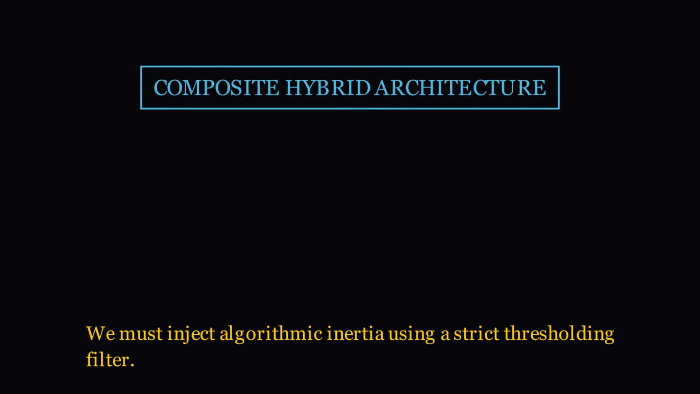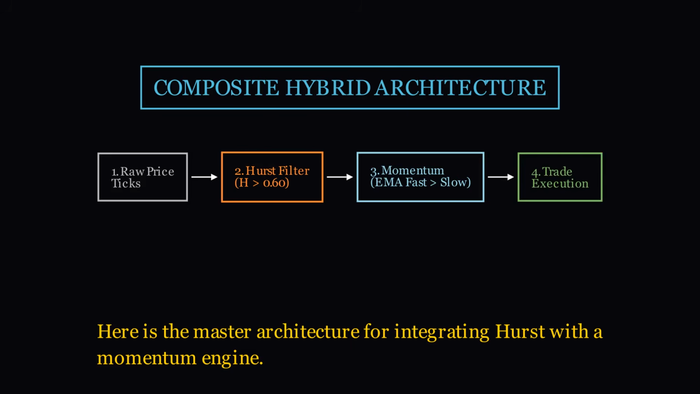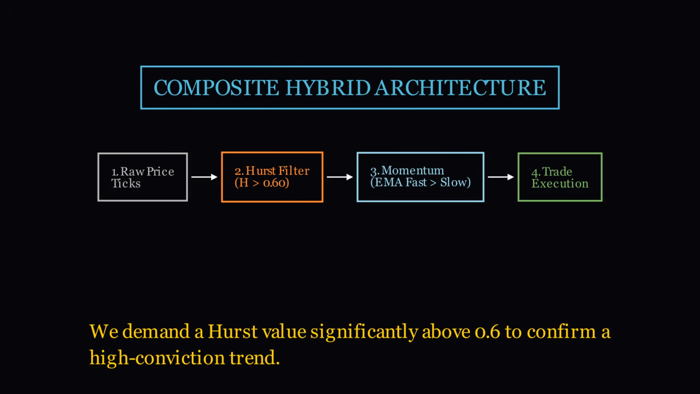We cannot trade every minor regime fluctuation. We must inject algorithmic inertia using a strict thresholding filter. Here is the master architecture for integrating Hurst with a momentum engine. First, the Hurst exponent evaluates the structural memory of the market. We demand a Hurst value significantly above 0.6 to confirm a high-conviction trend.